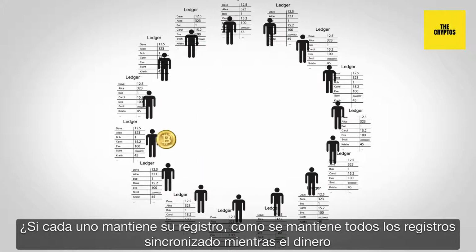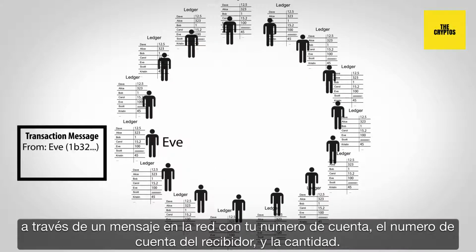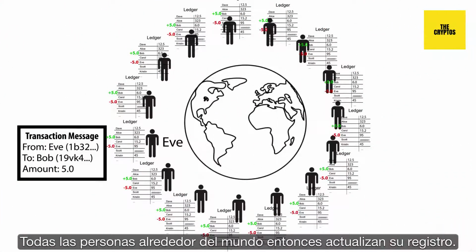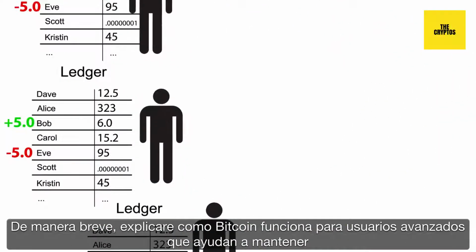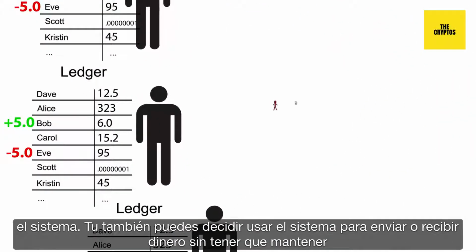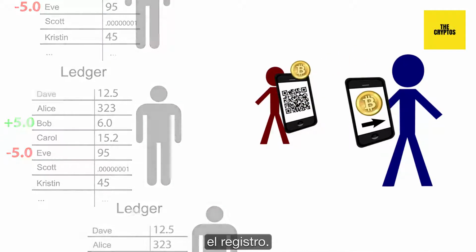If everyone maintains their own ledger, how are all the ledgers kept in sync as money is transferred? At a basic level, when you want to send money, you simply tell everyone else by broadcasting a message with your account number, the receiver's, and the amount. Everyone across the entire world then updates their ledger. As a quick aside, I'm describing how Bitcoin works for power users, people who help maintain the system. You can also just use the system to send and receive money though, without maintaining a ledger.